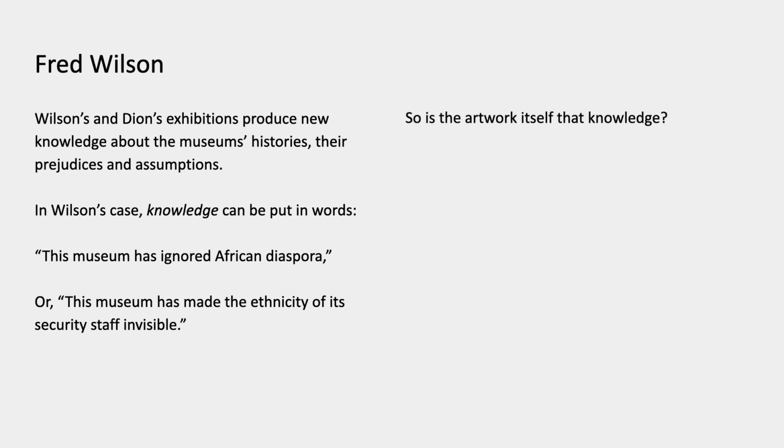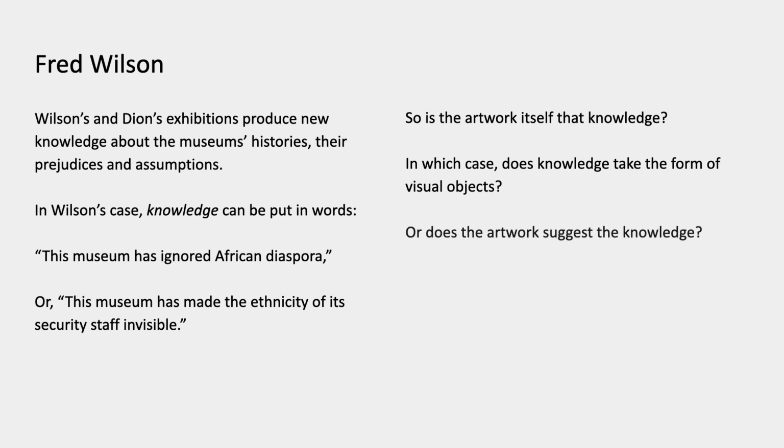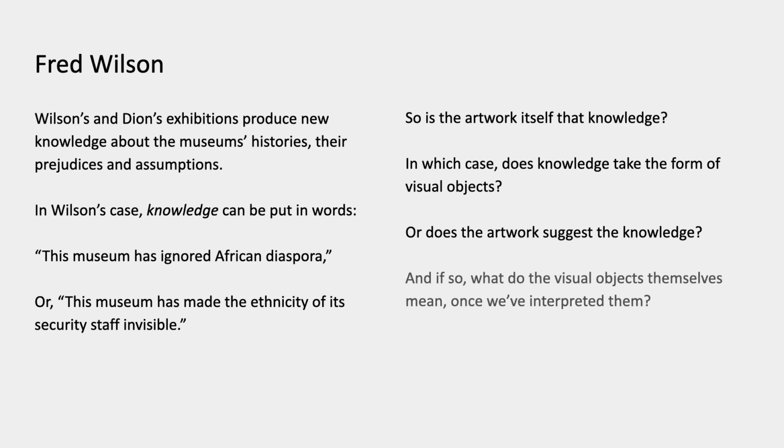So, is the artwork itself the knowledge that it produces? In which case, does knowledge take the form of visual objects? Are those installations and exhibitions by Wilson and Dion, are they themselves actually, as visual objects, the knowledge in question? Or, and this seems maybe more plausible at first, does the artwork suggest the knowledge? In other words, you look at the exhibition, you look at the display cases, and that suggests to you different conclusions. And if that's the case, what do the visual objects themselves mean once you've interpreted them?